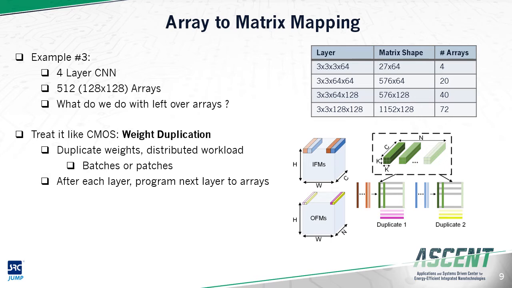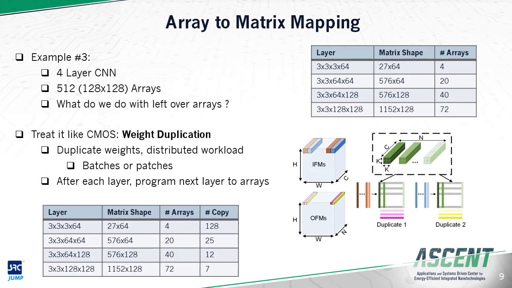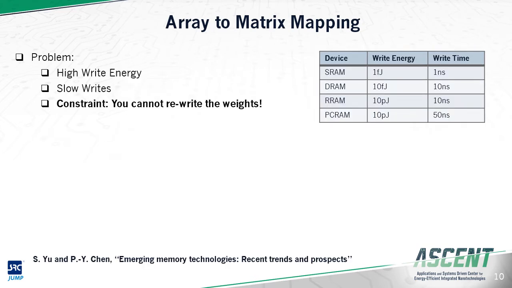Prior work duplicates these arrays and performs a distributed workload, either parallelizing over the feature maps in the CNN or over different batches in a different model. In a naive implementation, we would reprogram the arrays after each layer to the new layer. In the table below, we append the previous table with the number of duplicates we can have for each layer. For the first layer, we can duplicate 128 times, since 512 divided by the 4 arrays equals 128 duplicates. But using this strategy, you run into an issue.